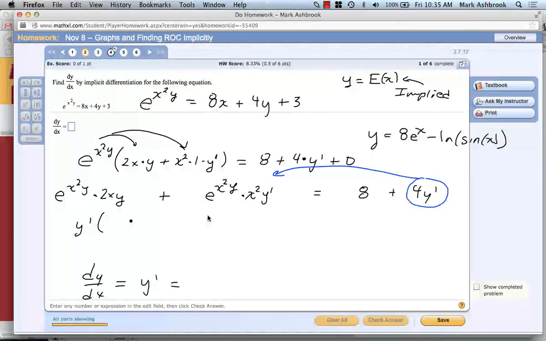So the first term will be e to the x squared y times x squared. And then this one will be minus 4, right? Because when I move this over, it's going to be minus 4. And then this is going to move over, so we're going to have the 8, and we're going to have minus e to the x squared y. Stop me if I lose you.